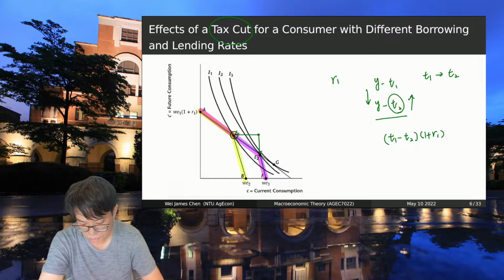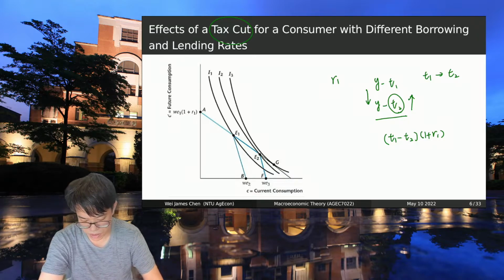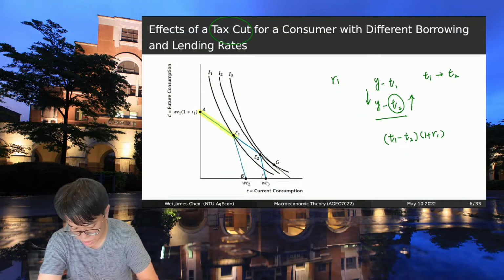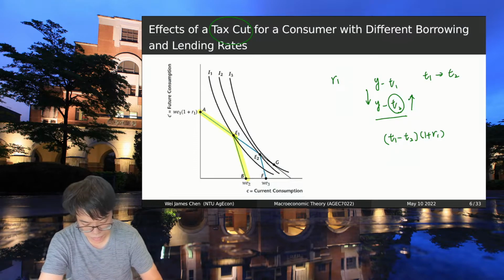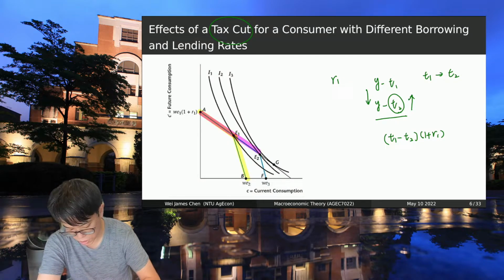Okay? Most people, everybody say better. Let's look at it. So, right. A way to look at this is, see, this is the original budget constraint. This is the new budget constraint.